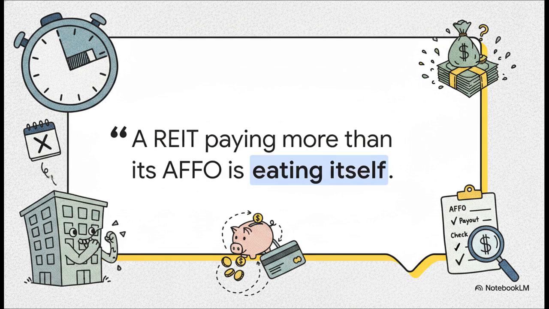It boils down to a simple golden rule. A REIT paying distributions larger than its AFFO is eating itself alive. It's bridging the gap by paying you with borrowed money, or even worse, just returning your own capital right back to you. Always check the AFFO payout.